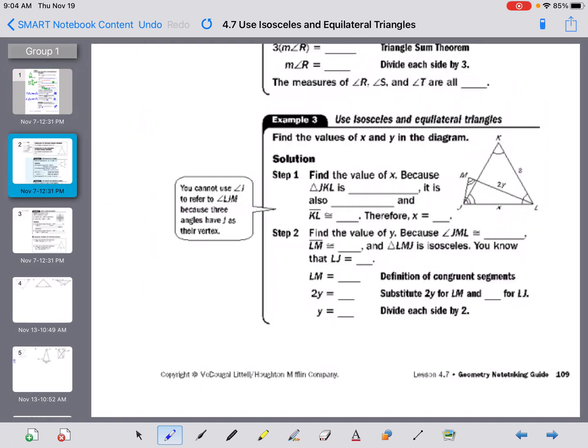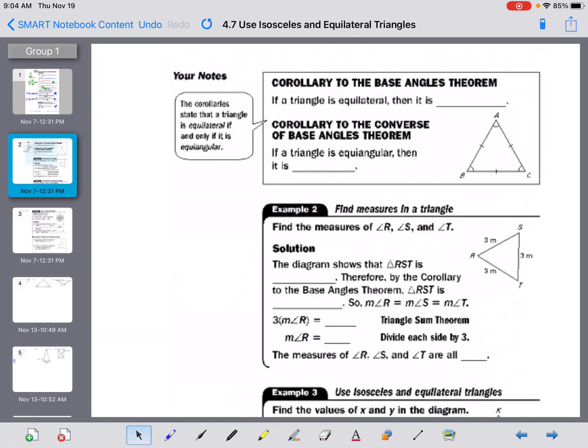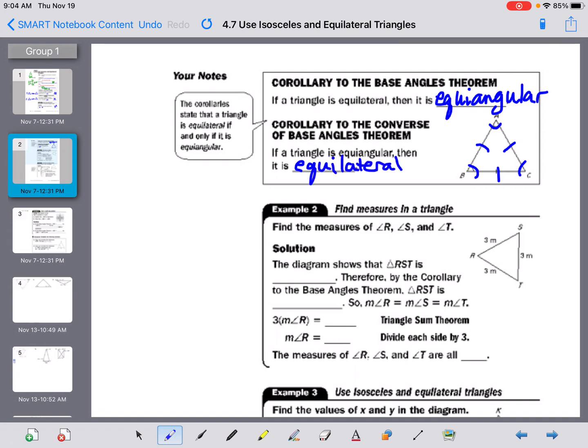All right, page 2 already. Here's a corollary, which just means we can figure this out because of it. If a triangle is equilateral, all sides are equal, then it's also going to be equiangular, all angles equal. So if I see all sides equal and I point them to their angles, all these angles are going to get marked as well. So we have this equal, and if it's equiangular, it will also be equilateral. So we can go back and forth between those.